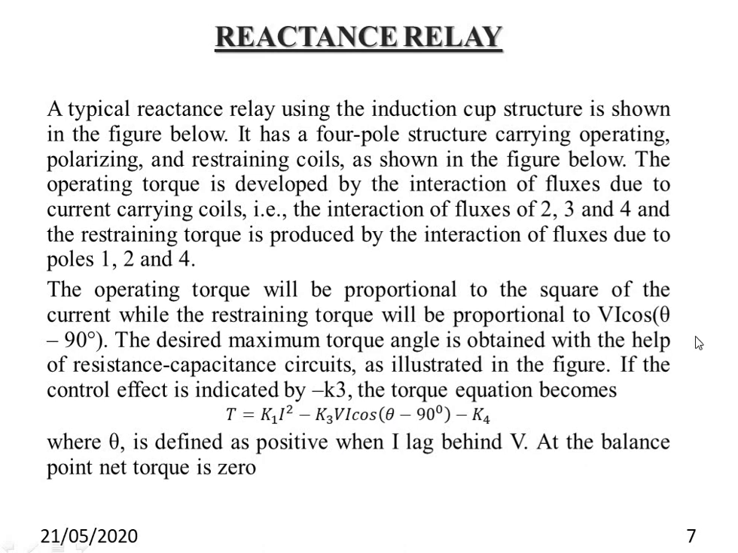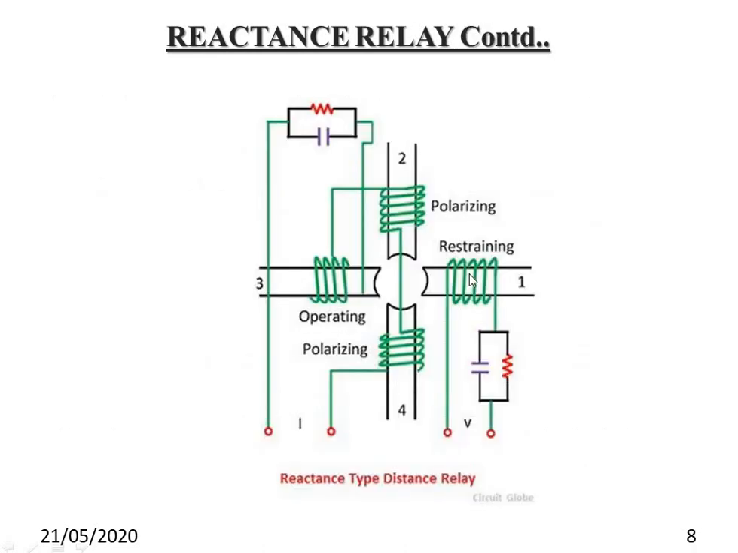Why is it voltage with the current coil? Because this restraining torque coil is the voltage coil, it's a current coil, but the polarizing coils are the current coil. That means this entire 2, 3 and 4 are the current coil. Now 2, 1 and 4, these are the voltage and current coil combination. So that is why for restraining torque it is written VI cos of theta minus tau, and for the operating coil it is written I square.